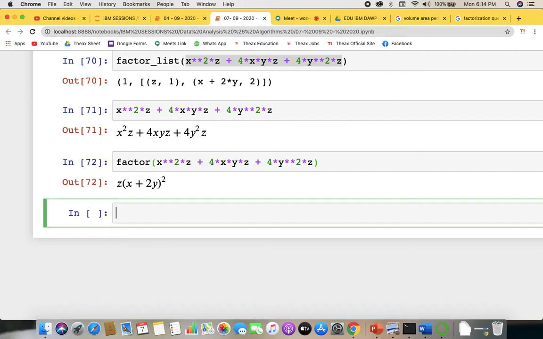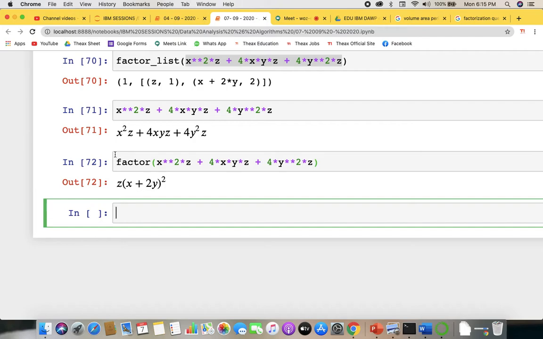But what is factor_list saying? What can you see there? 1, then z plus 1, then x plus 2y plus 2. What is that? See, what does the factor function do? It's the opposite of expand. Expand expands the expression, and factor just factorizes it, very simple. Each of the factors is returned just by using the factor function. That is irreducible. Once you have done factor, it is not factorized any further. The last factorized value will be there.